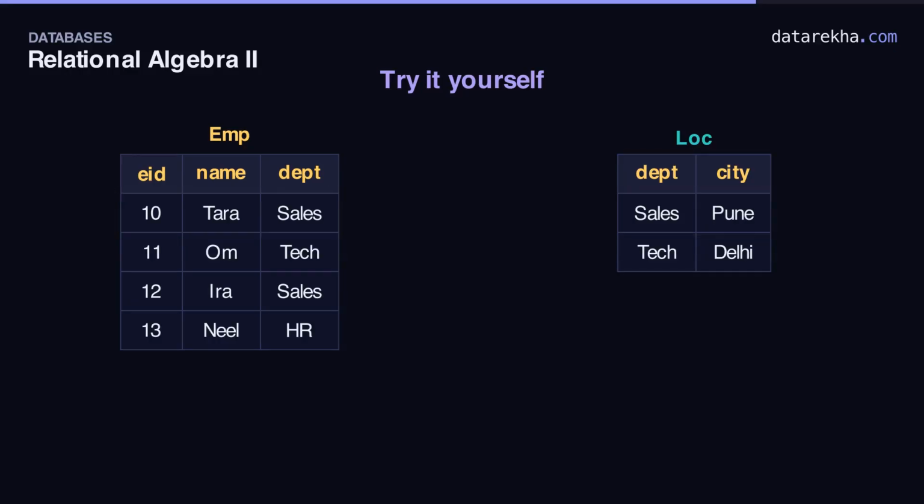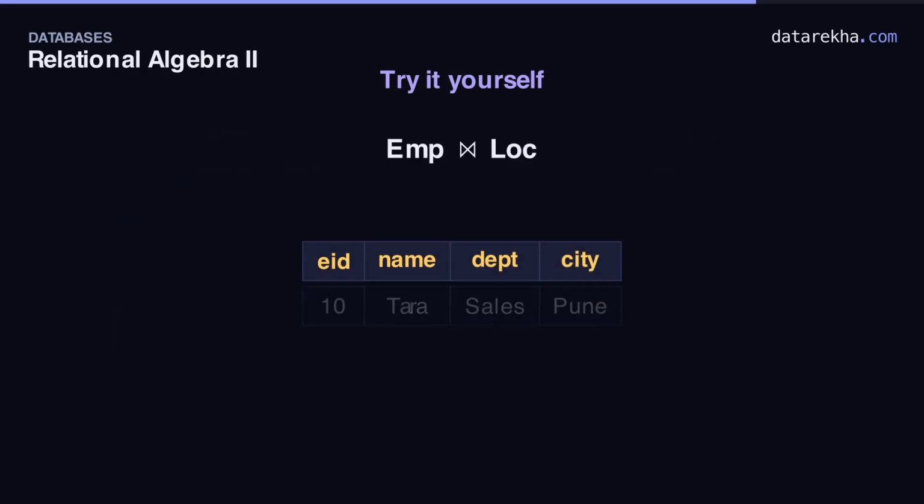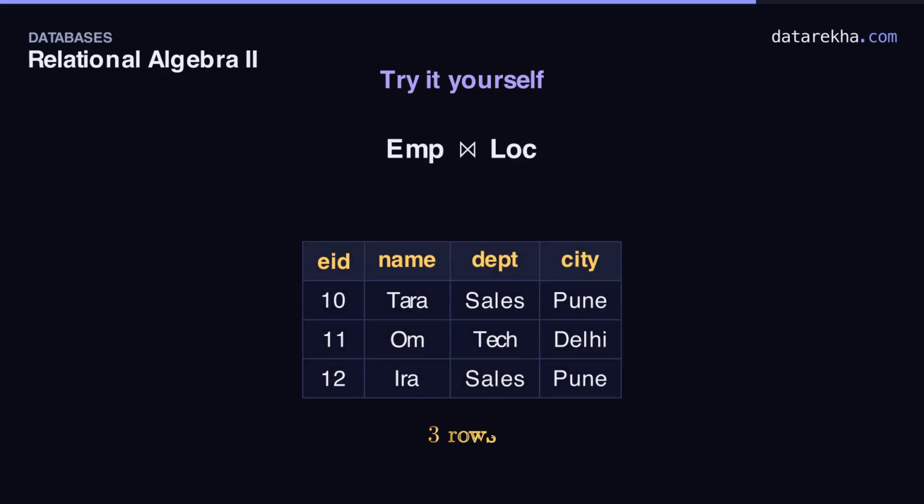Here's the reasoning. Both tables share the column dept, so we join on it. Tara is in sales, which is Pune. Om is in tech, which is Delhi. Ira is in sales too, Pune again. But Neil is in HR, and there's no HR city, so Neil drops out. So the natural join has three rows, Tara, Om, and Ira, each now tagged with a city, and the dept column kept just once. If you answered 3 and remembered Neil gets dropped, you've got joins cold.